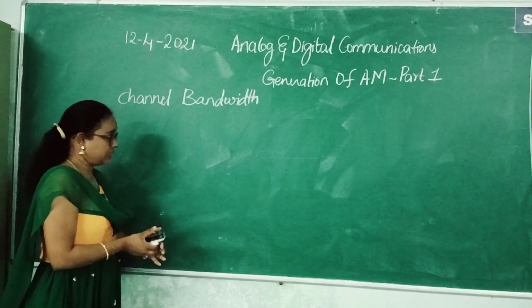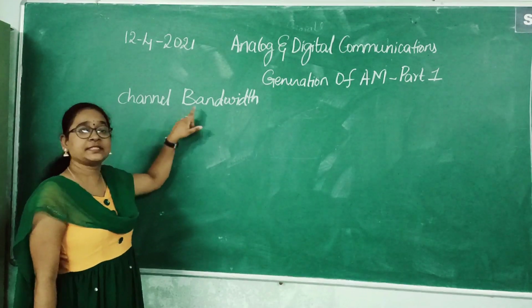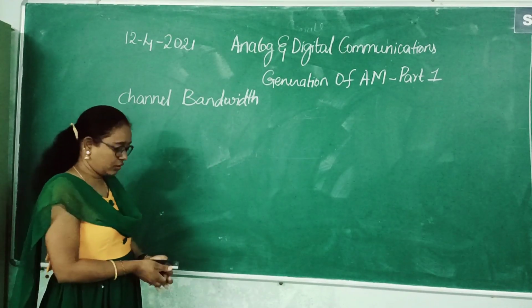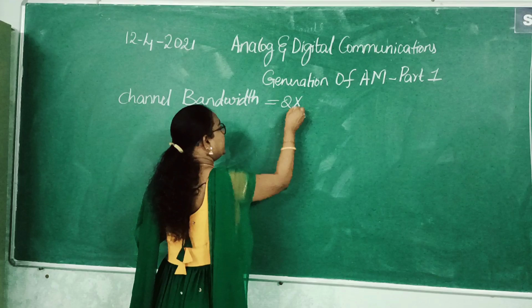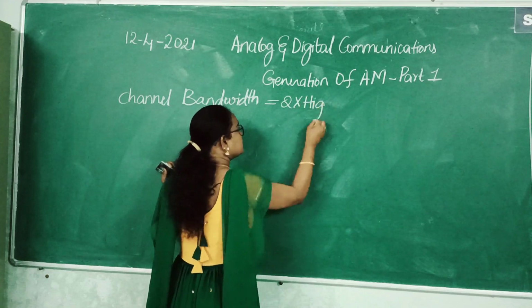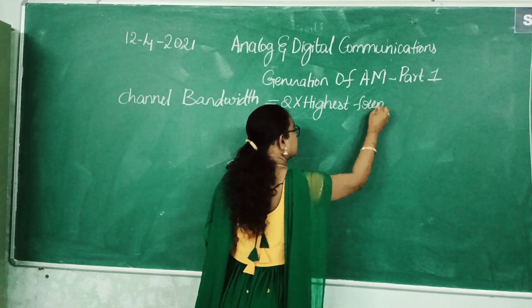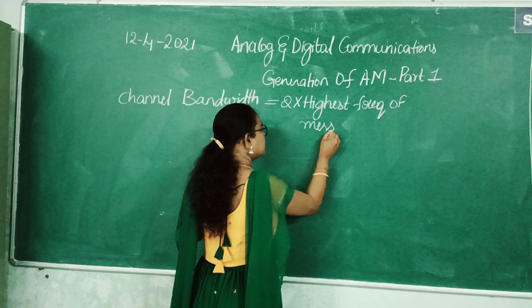We discussed there are two important resources of a channel. One is bandwidth, another one is power. The bandwidth of this amplitude modulated signal is 2 into the highest frequency of the given message signal.